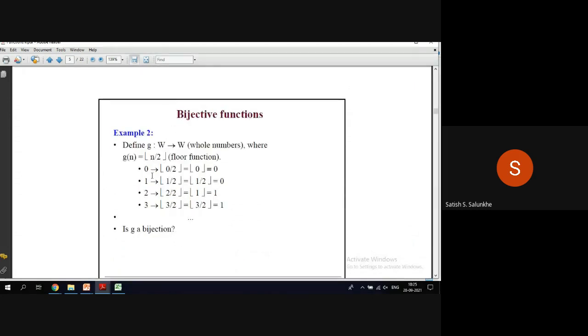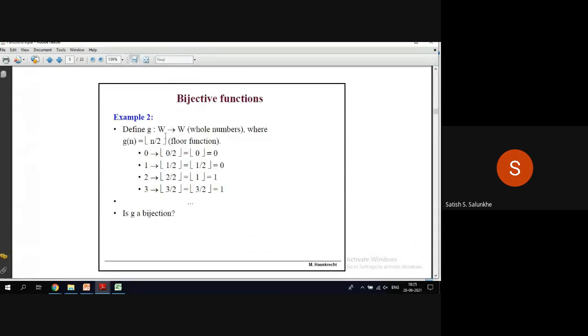So let us take another example. Let us say you are having a function from the set of whole numbers, W to W. And what is that function? If you take any element from this set W, the mapping is: g of n is equal to floor of n by 2. That is the floor function. So what is the floor function? What is the meaning of the floor function?